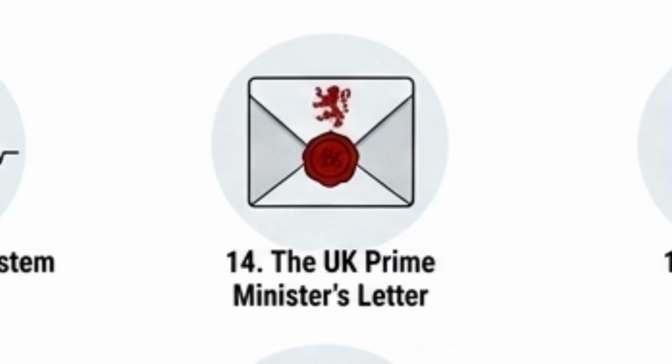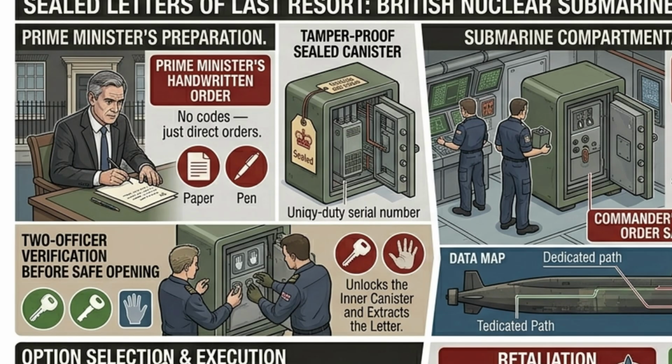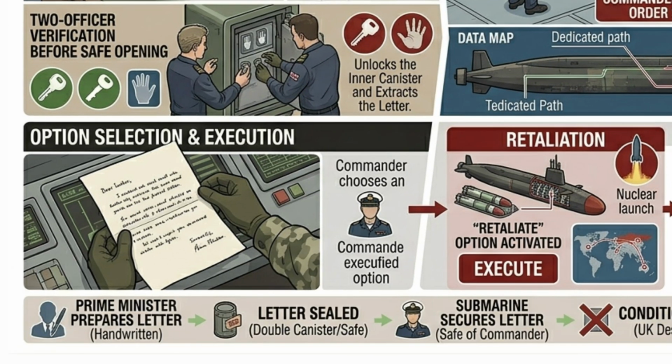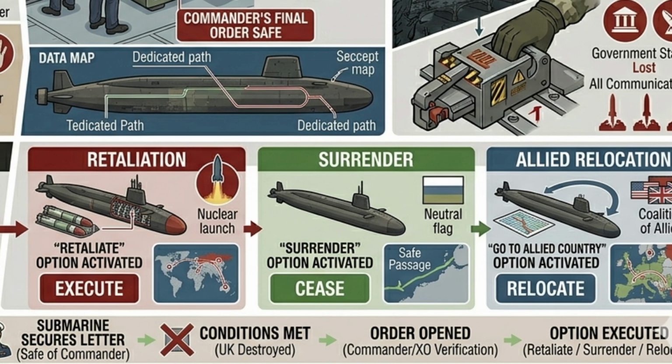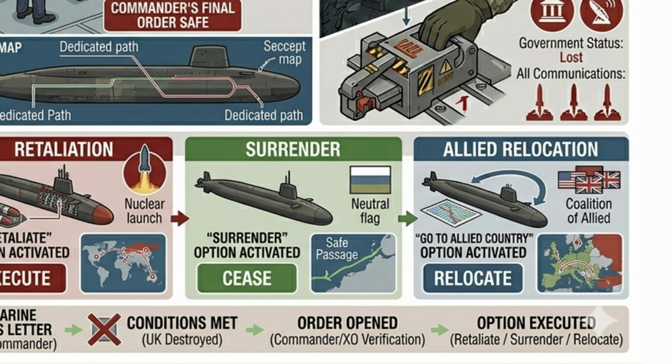14. The UK Prime Minister's letter. British nuclear submarines carry sealed letters from the Prime Minister. The letters contain what to do if the UK government is destroyed. Options include retaliating, surrendering, or going to an allied country. No codes, just handwritten orders.